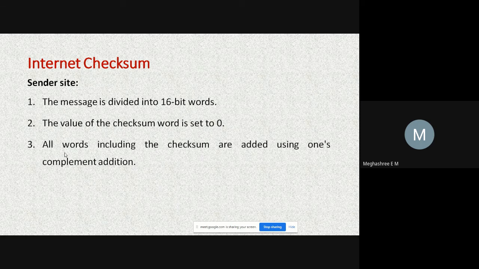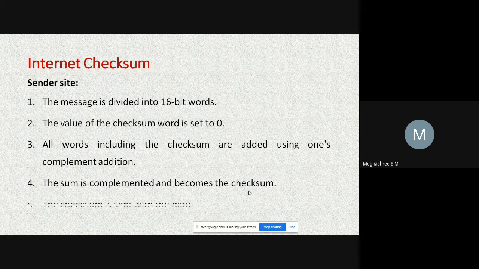Third step is that all words including the checksum are added using ones complement addition. Fourth step, after performing addition, the sum is complemented and then it becomes the checksum. And this checksum is sent through the transmission link along with the data. These are the five things that happen at the sender side.